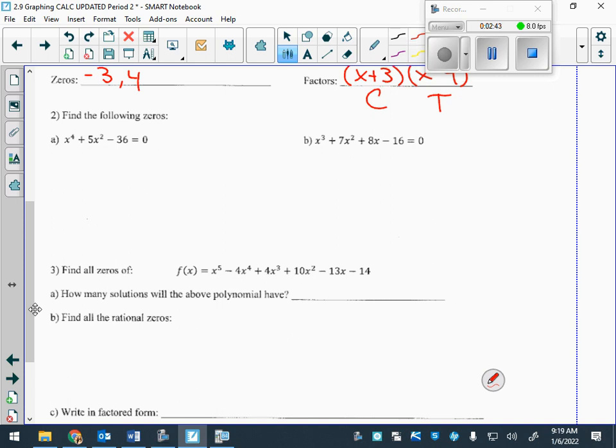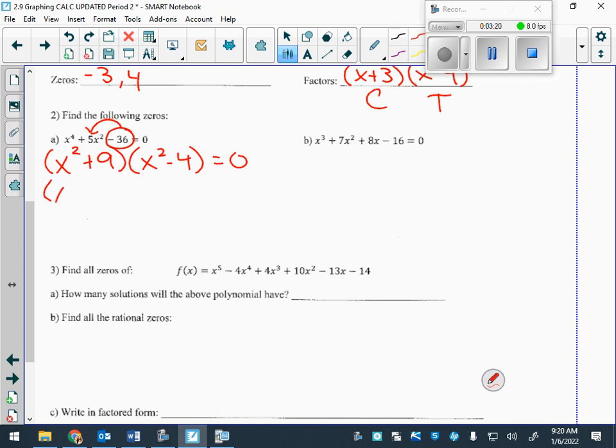If you had this, again, the exponents are just doubled, which is absolutely correct. You could do it the calculator way as well. But this could be a non-calc situation, because what multiplies to 36, -36, and adds to 5? The only thing different is your exponents are doubled. This is in quadratic form. So from here, we have x squared plus 9 and x squared minus 4.